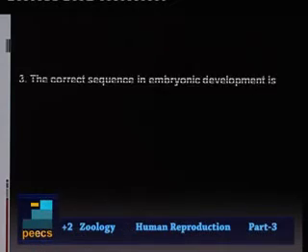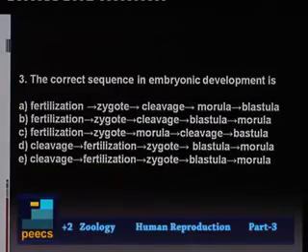Now we move on to the third question. Which is the correct sequence in embryonic development? First of all, there will be fertilization, and after fertilization there is formation of a zygote, and after formation of a zygote it will undergo cleavage, repeated mitotic divisions to form a morula. Morula is the 16 cell stage, and further morula transforms into a blastula. Before developing into a gastrula, it will develop into a blastula, and blastula will have around 32 cells in it. So here our answer will be option A.